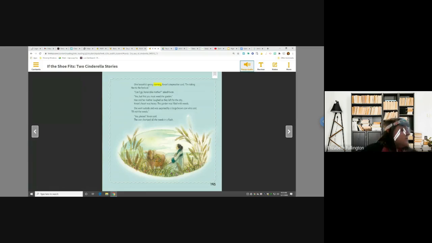One beautiful spring morning, Quan's stepmother said, "I'm taking He to the festival." "Can I go, honorable mother?" asked Quan. "Yes, but first you must weed the garden." He and her mother laughed as they left for the city. Quan's heart was heavy. The garden was filled with weeds. She went outside and was surprised by a large brown cow who said, "I'll eat the weeds." "Yes, please," Quan said. The cow chomped all the weeds in a flash.